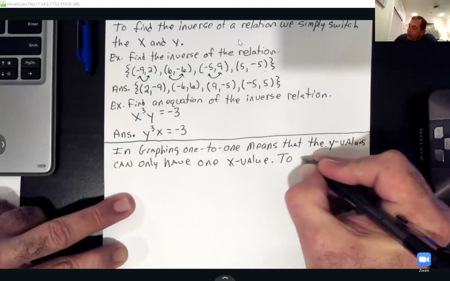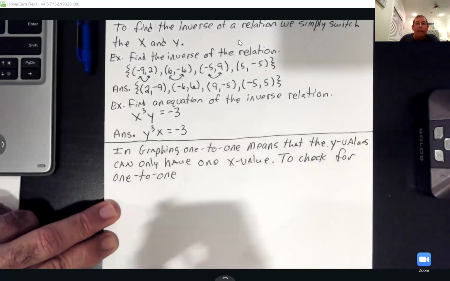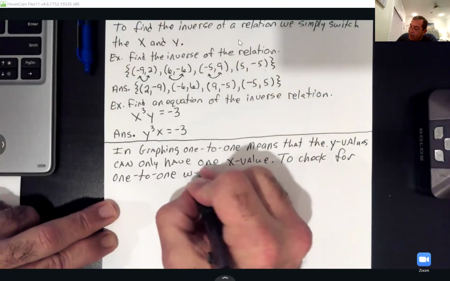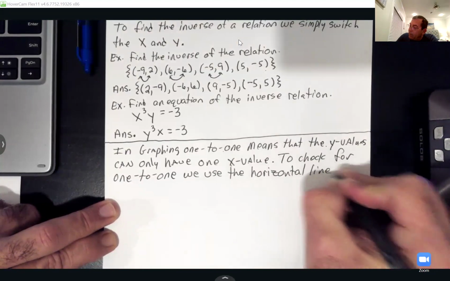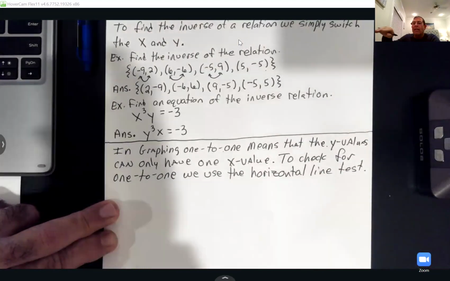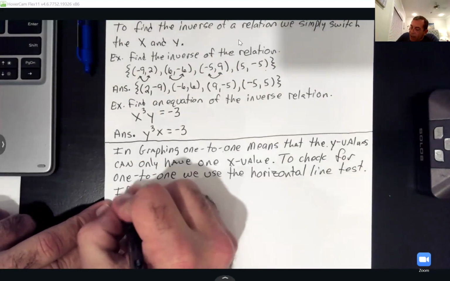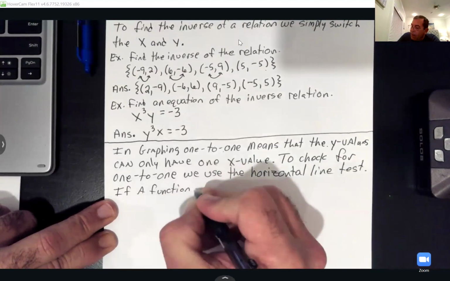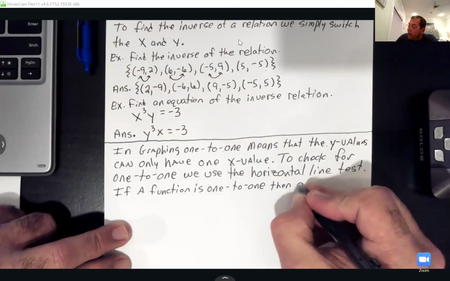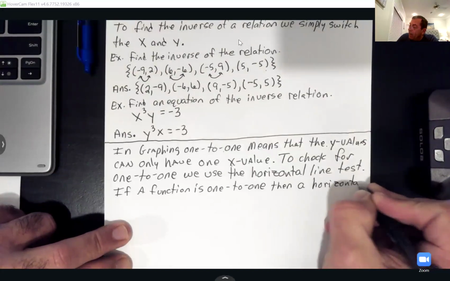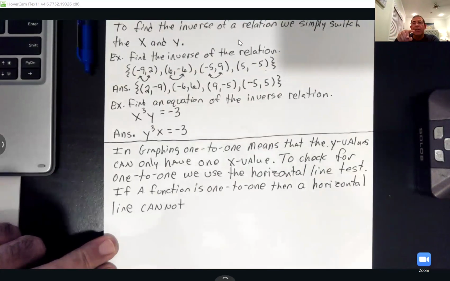Now, to check for one-to-one, we use a horizontal line test. So remember, horizontal lines go left to right. Now, if a function is one-to-one, then a horizontal line cannot intersect the graph more than once.